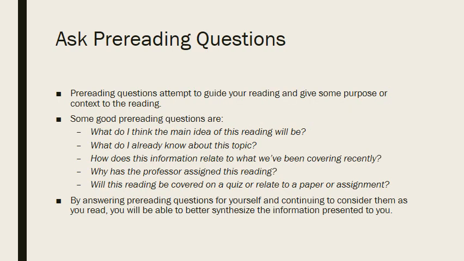So a more specific technique that you can use for active reading is to ask yourself pre-reading questions. And so pre-reading questions are questions you make for yourself, but they're designed to give purpose and context to the reading. And so probably if I give you the examples, that'll make more sense about what we're looking for. So some good pre-reading question ideas are, what do I think the main idea of this reading will be? What do I already know about this topic? How does this information relate to what we've been covering recently in class? Why has the professor assigned this reading? Will this reading be covered on a quiz or relate to a paper or anything like that?